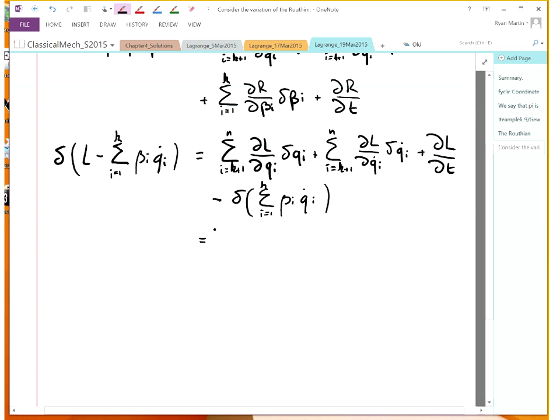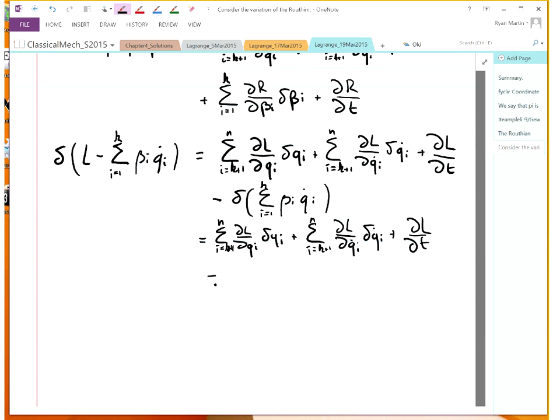So if I write this out, the first three terms are the same. I have the sum from i equals k plus 1 to n of partial L by partial q_i, delta q_i. Then the second term is the same again: i equals k plus 1 to n, partial L by partial q_i dot, delta q_i dot, plus partial L by partial t. And then minus, now you take the variation of the sum.